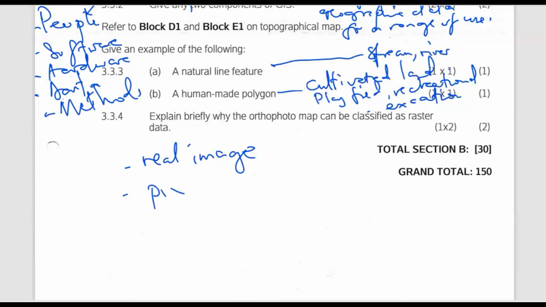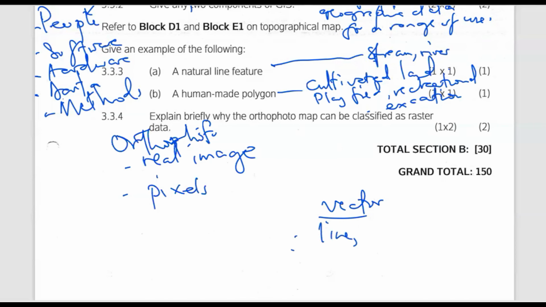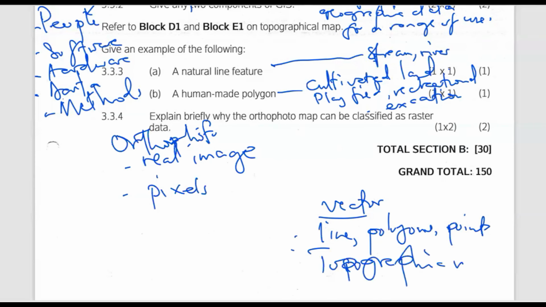And also it's made up of pixels. That is why it's a raster. Remember the difference between raster and vector. An orthophoto map is a real image and it has pixels, meaning to say it was taken by a camera. And this vector here, we are saying it uses lines, polygons, and points to portray different geographical features on the map. For example, you can talk of the topographic map. It uses a vector data presentation, right?